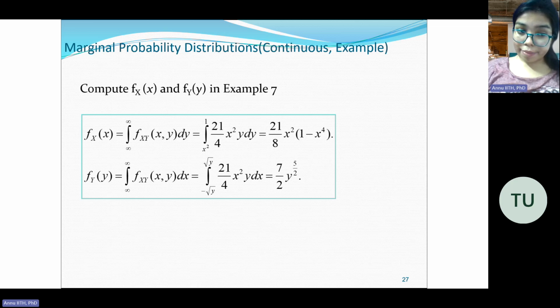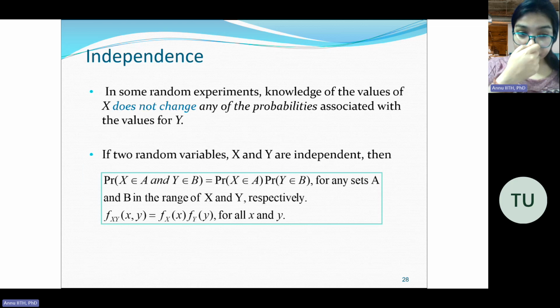And again, f of x is equal to the integration over dy, and f of y is equal to the integration over dx. So again, I can calculate like this. Now, independence of events I have already covered in the previous class, but I haven't covered how it will look for a continuous random variable distribution.